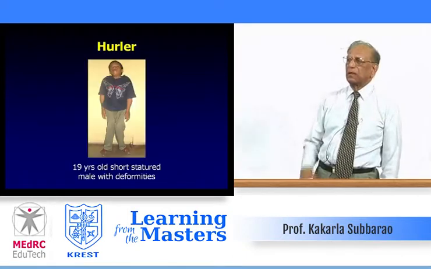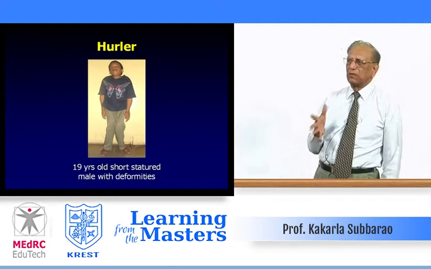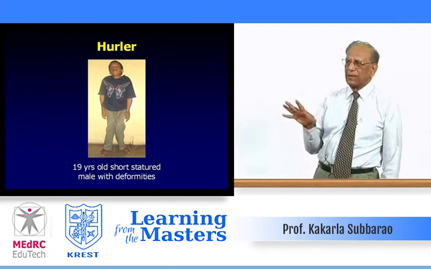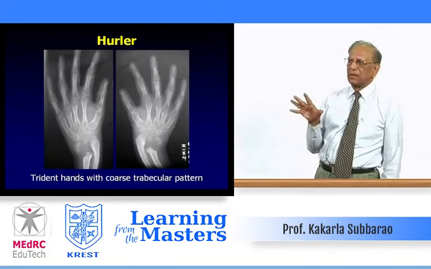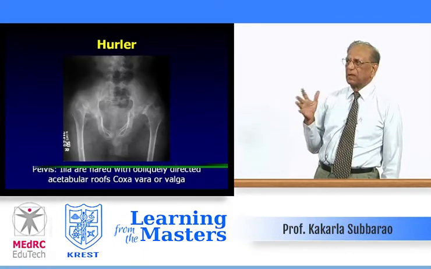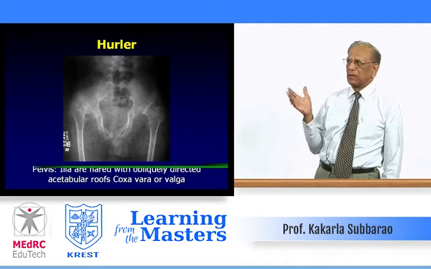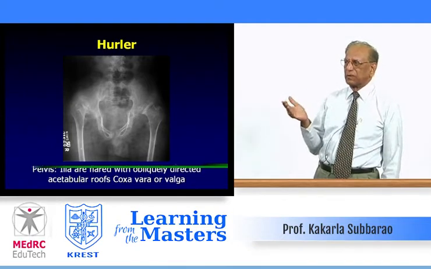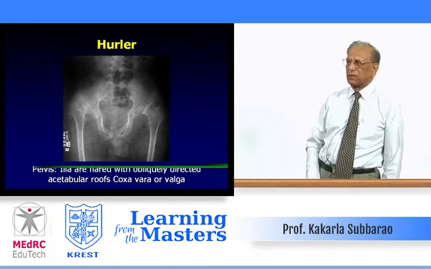A 19-year-old short-statured male with deformities. Look at the radiographs of the hands: trident hands with coarse trabecular pattern. Pelvis: ilia are flared with oblique, downward-directed acetabular roofs. Coxa vara or valga also may be present. This is typical of Hurler syndrome.